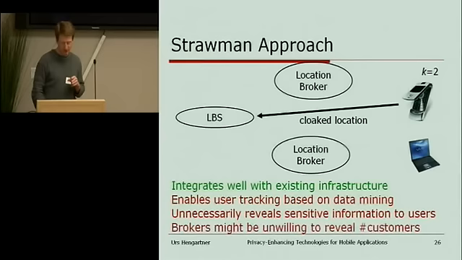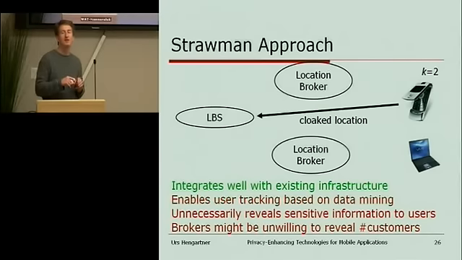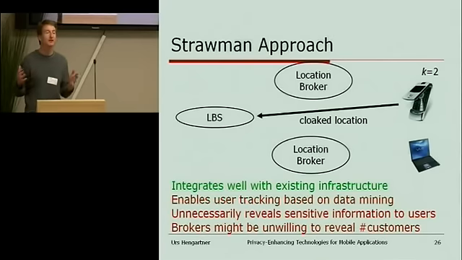Another problem with the solution is, right, these location brokers are cell phone providers. And so now we expect them to reveal the number of customers within or close to a particular cell phone tower, for example, and do this for random people. But right, this could be sensitive information that a location broker is unwilling to share.